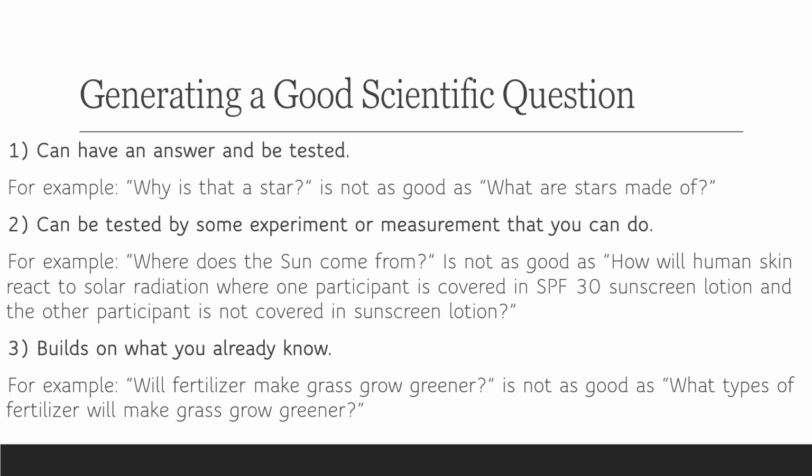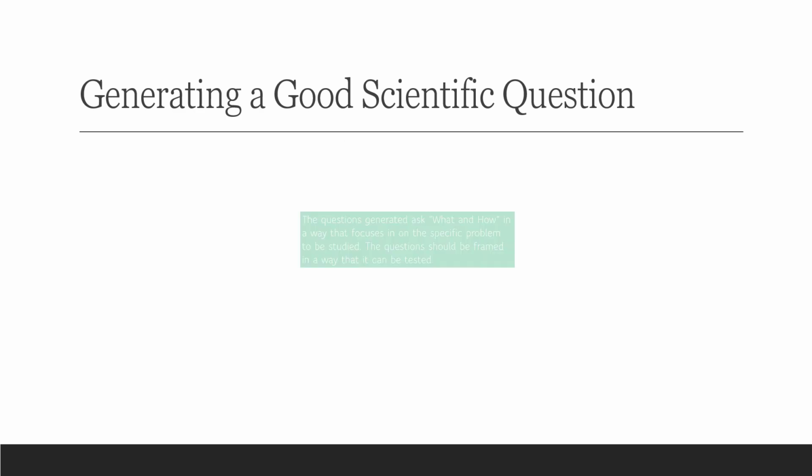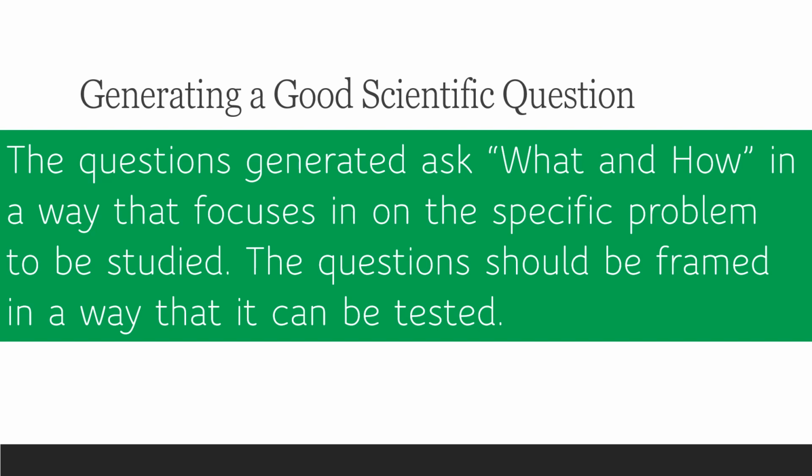Where does the sun come from is not as good as how will human skin react to solar radiation, where one participant is covered in SPF 30 sunscreen lotion and the other participant is not. And number 3, builds on what you already know. So will fertilizer make grass grow greener is not as good as what types of fertilizer will make grass grow greener. The questions generated ask what and how in a way that focuses on the specific problem to be studied. So it has to be framed in a way that the question can be tested.